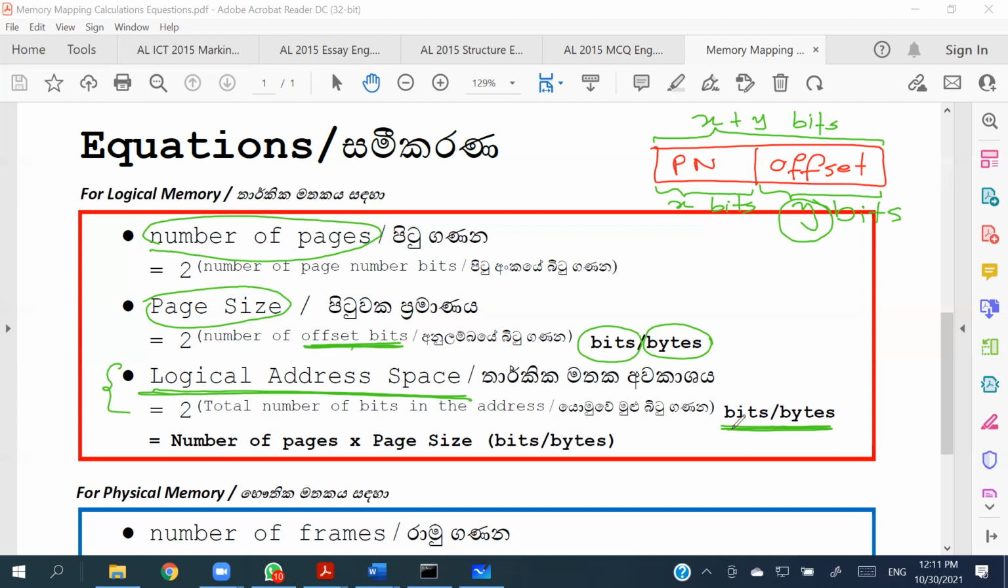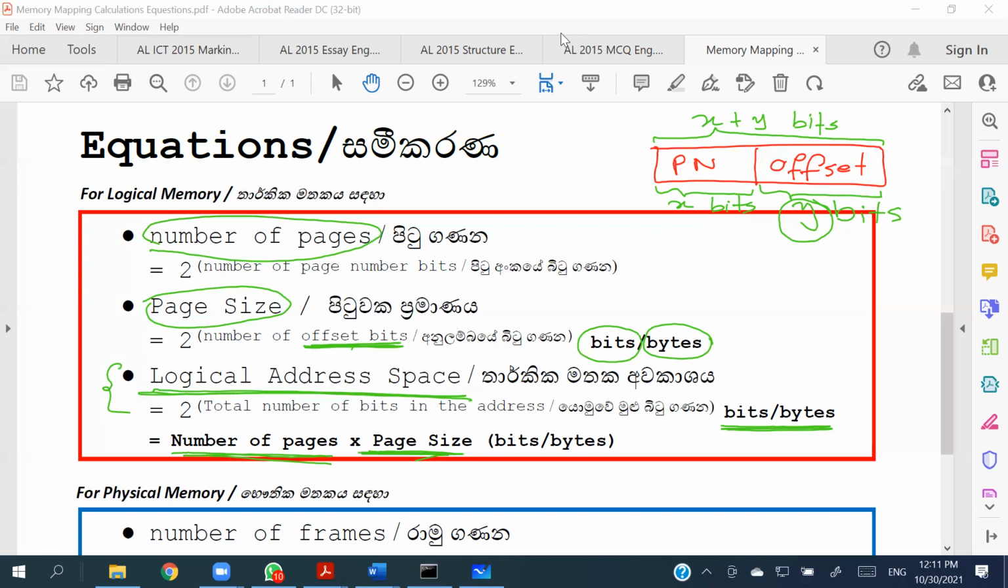Or else, in case you are provided with the number of pages and the page size, from those two you can still determine the logical address space by multiplying those two values together, right? So if you know the number of pages and the page size, multiplying those two together gives you the total capacity. Now, this is a very logical thing, right?